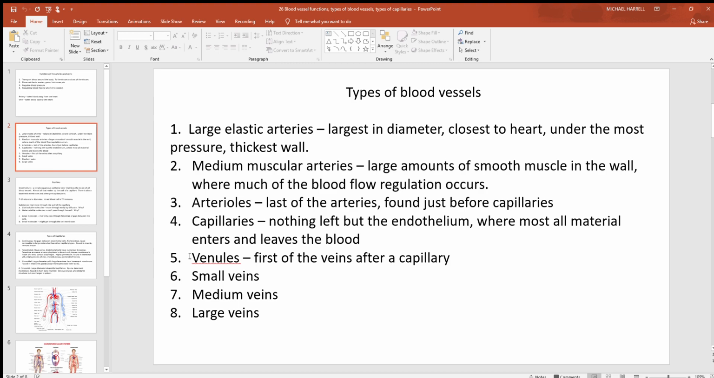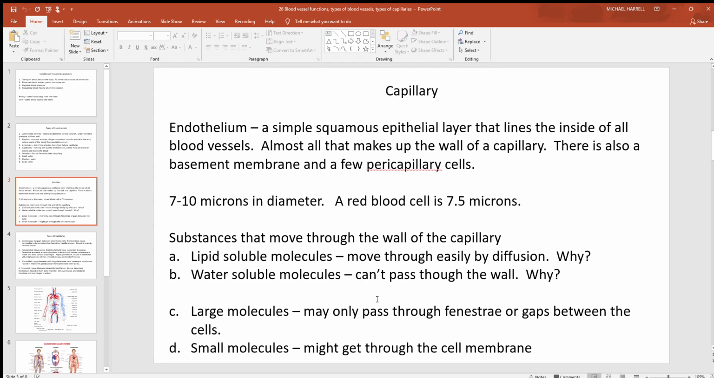So right after a capillary, the first vein you're going to encounter will be a venule. So these are found right after the capillaries. After that, you'll just move into what's called small veins, medium, and then large veins like the vena cava, which lead back to the right side of the heart.